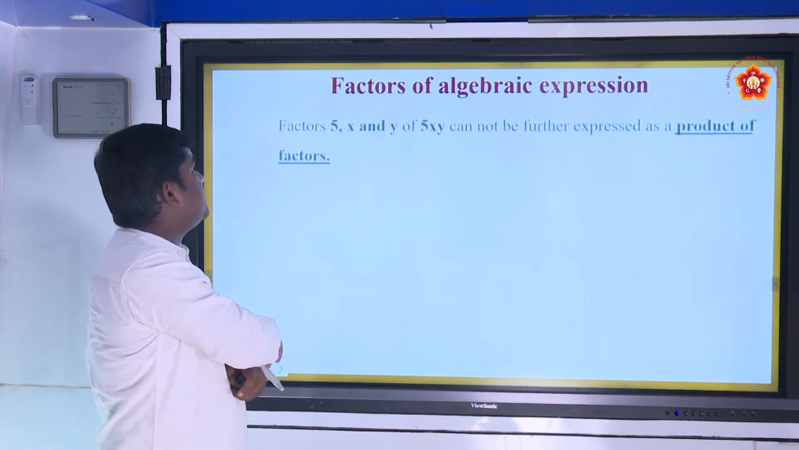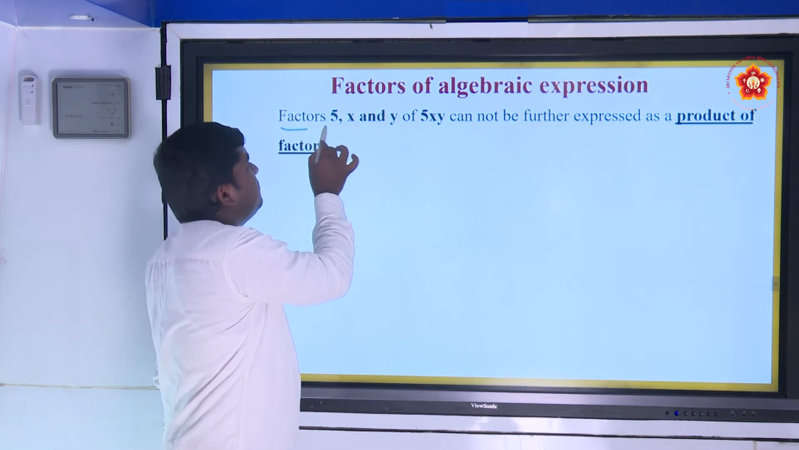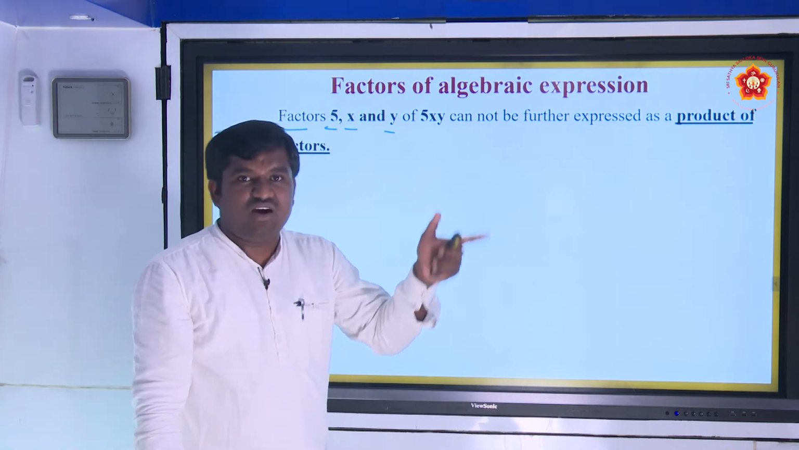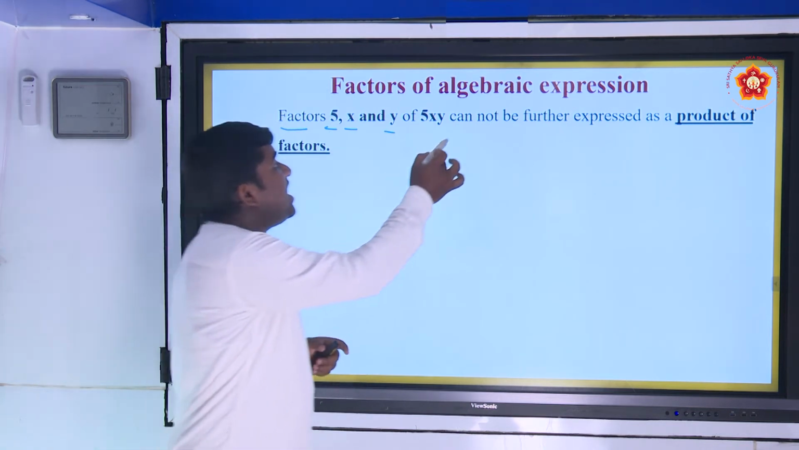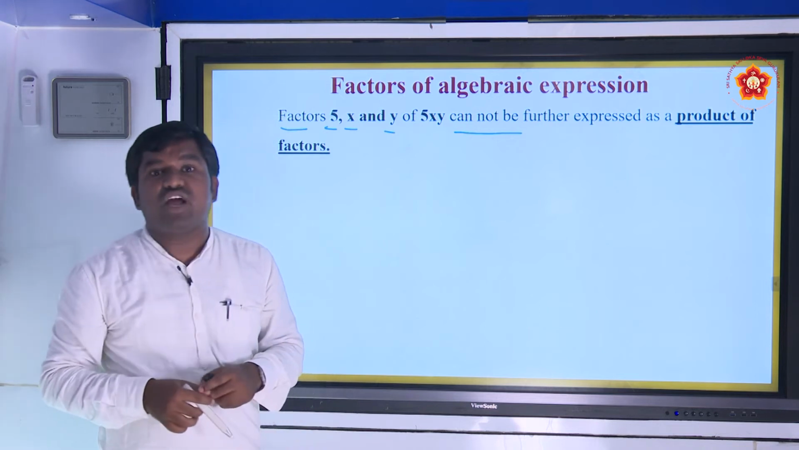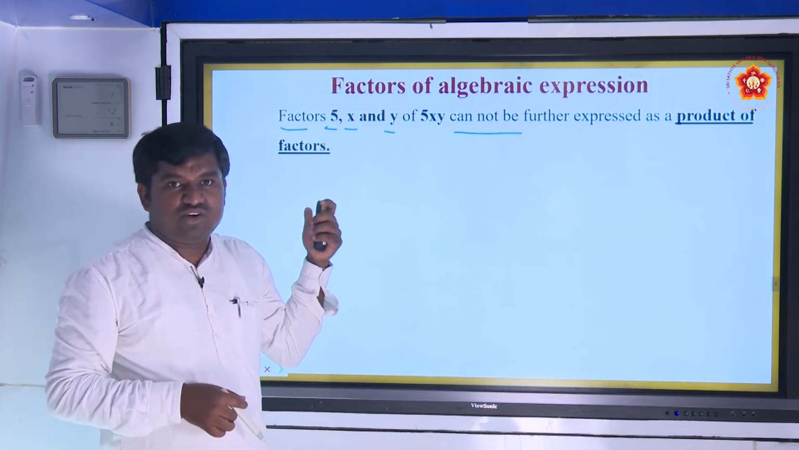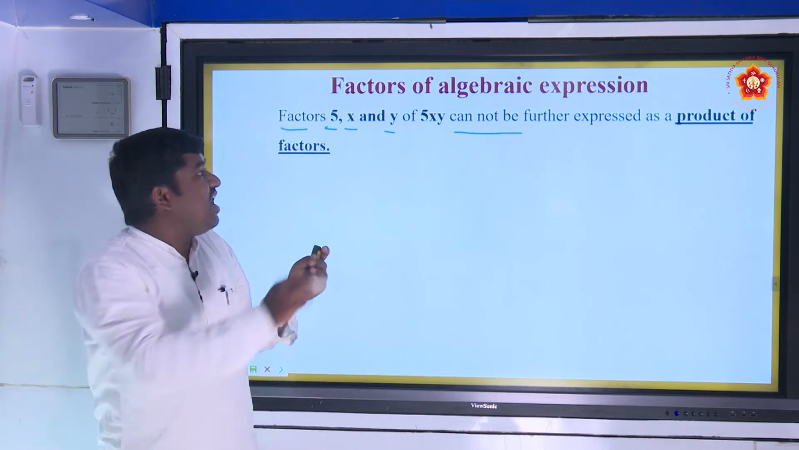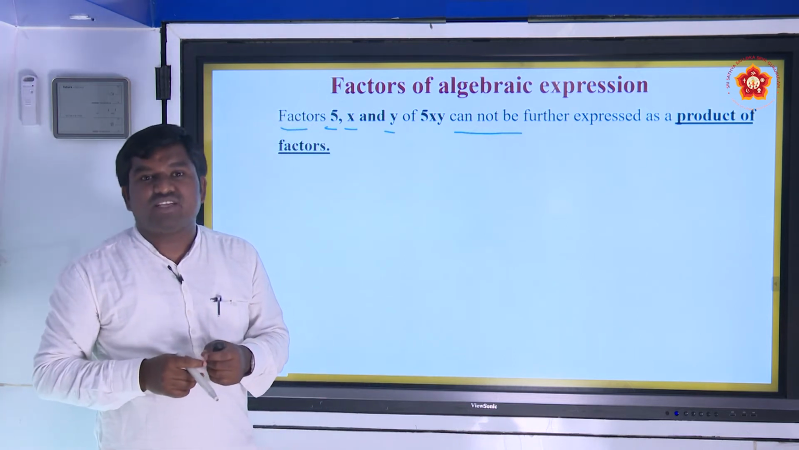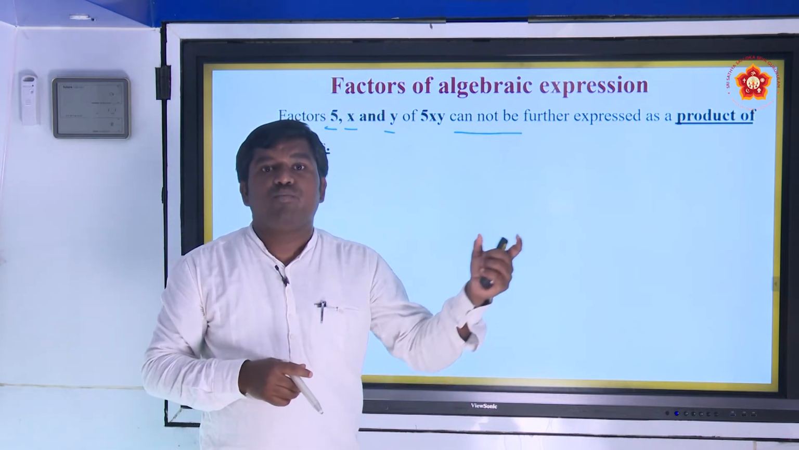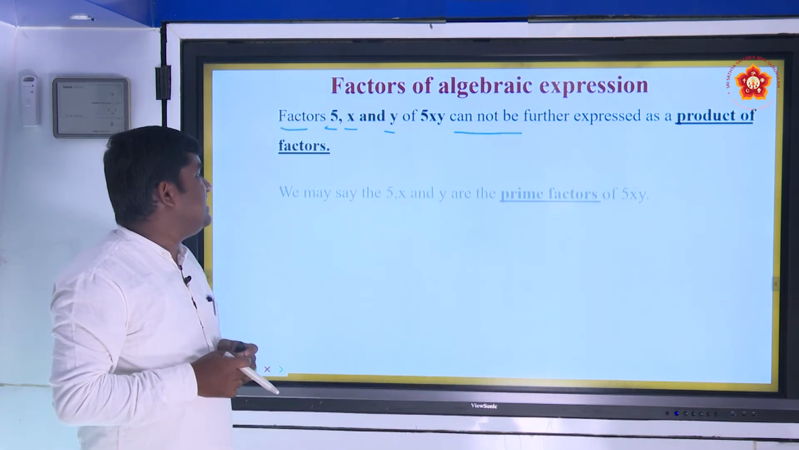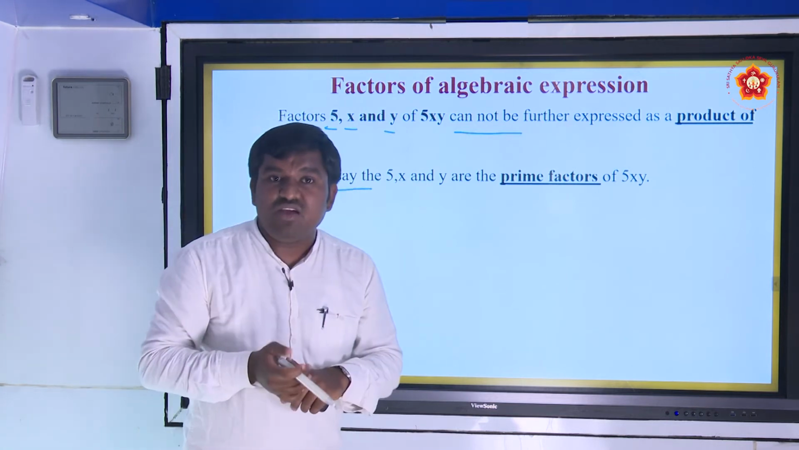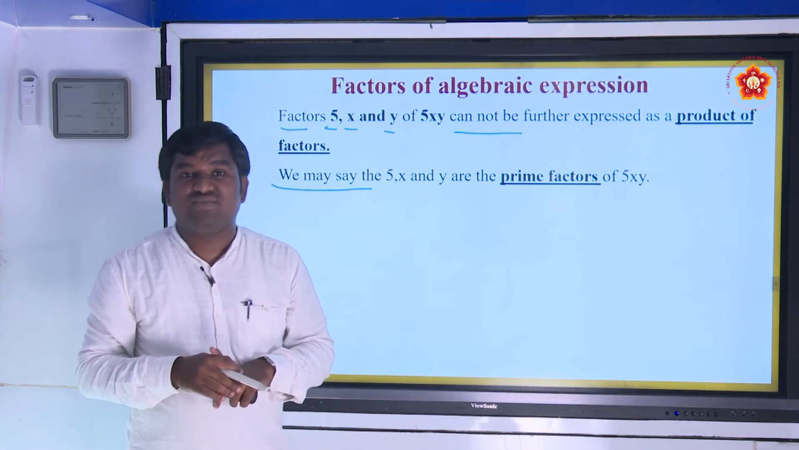Yes, that is, suppose the factors 5, x and y of 5xy cannot be further expressed as a product of factors. Okay, the factors 5, x and y of 5xy cannot be expressed further as a product of factors. See, we may say that 5, x and y are the prime factors of 5xy.